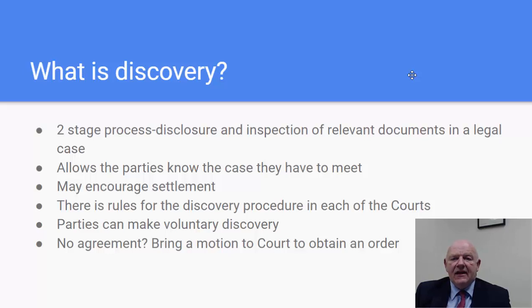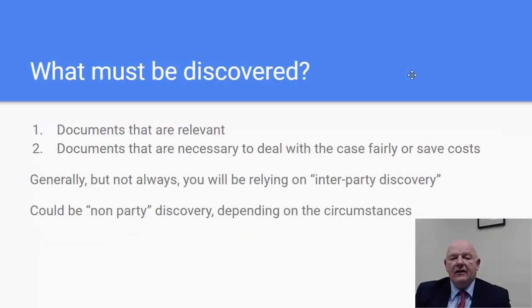So it allows them to see what case they have to meet, and it allows them to identify strengths and weaknesses in the other side's case and in their own case. For that reason, it may encourage settlement. There are rules for discovery in the various courts, the District, Circuit and High Court. Parties can make voluntary discovery. And if there's no agreement in relation to voluntary discovery, then both parties are free to bring a motion to court to obtain an order for discovery.